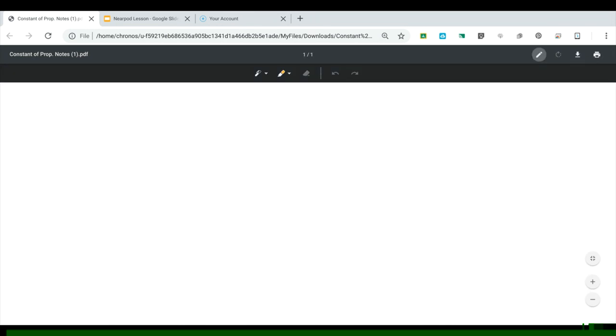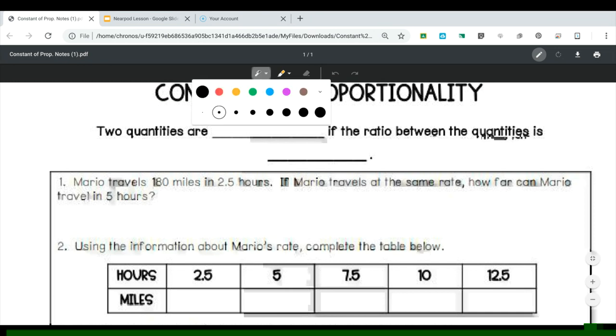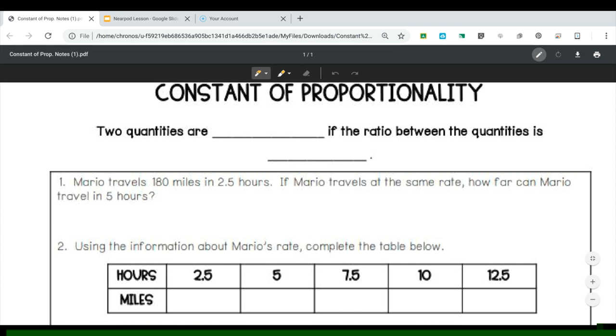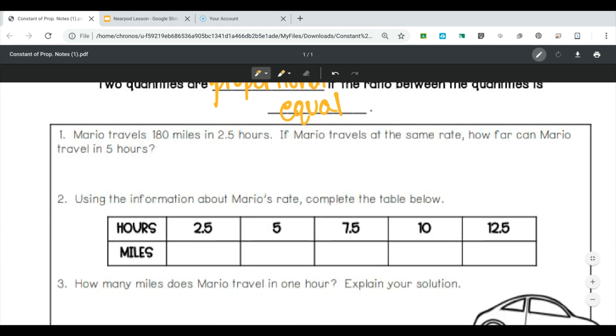But today we're going to talk about constant of proportionality. And to start this discussion off, we got to remember that two quantities are proportional if the ratio between the quantities is equal. Okay, so they are proportional if the ratio is equal. And we're going to see that all through these examples down here. Okay, so first we're going to solve number one.